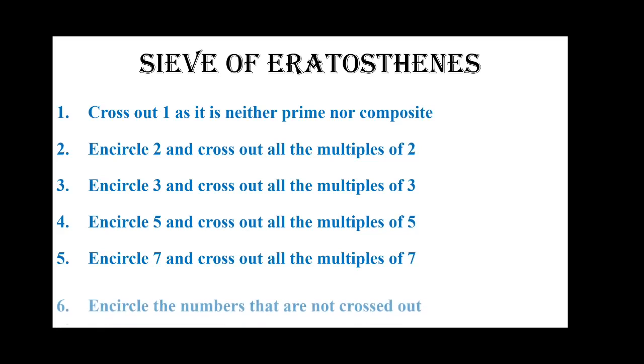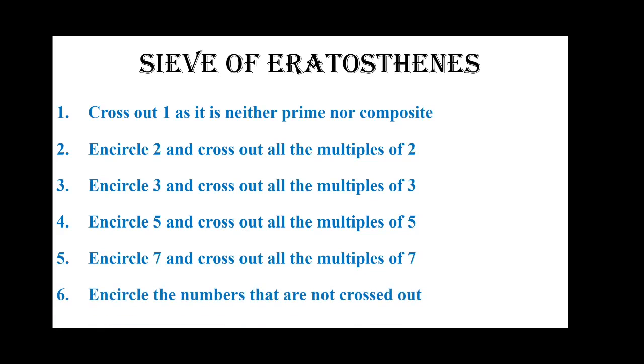Last step, circle the numbers that are not crossed out. Now all the circled numbers are prime numbers.